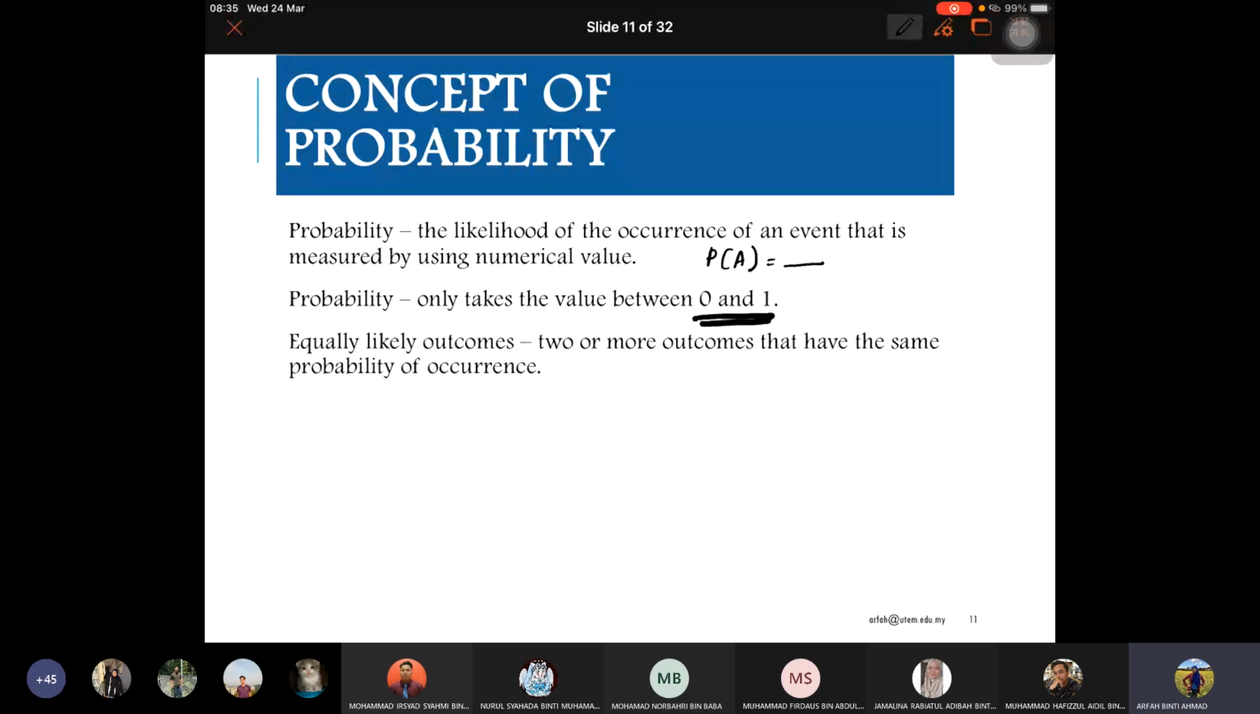So, equally likely outcomes if you have two or more outcomes that have the same probability of occurrence. Okay. Kalau ada dua peristiwa yang probability of occurrence is sama. Ini contohnya, for this case, contoh if you toss a coin. Okay. Kebarangkalian dapat head sama dengan 1/2. Kebarangkalian dapat tail pun sama dengan 1/2. Sebab dia ada dua outcome sahaja dan dia akan ada dua chances. Dapat satu ni, 1/2. Dapat another one is also 1/2.